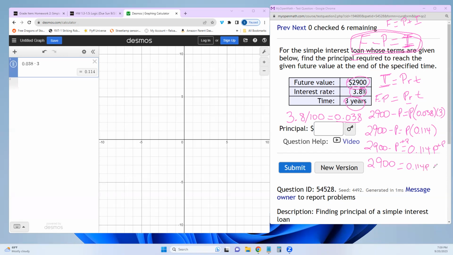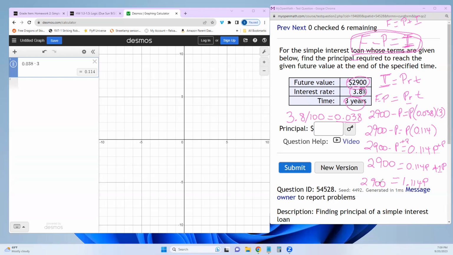0.114p plus p. And to help me with this, this is really just 1p. And so I can add these together because they both have p. It's like saying I have $0.114 and $1, or 0.114 yen and 1 yen. So I can rewrite it as 1.114p equals 2,900.